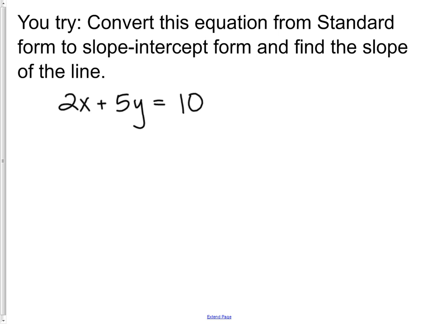And finally, it is your turn. Here's an equation in standard form. I want you to convert it to slope-intercept form. And then lastly, I want you to state the slope of this line. So go ahead and do that now. Pause the video. When you press play, the answer will be on the screen.